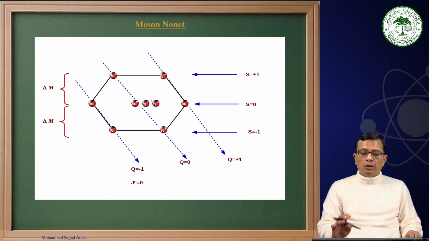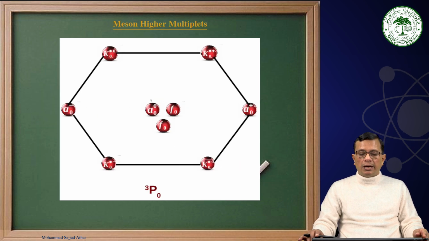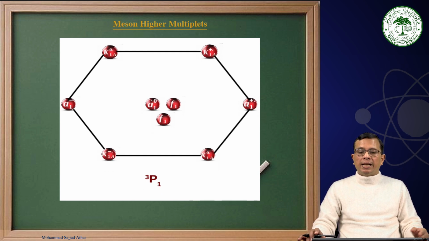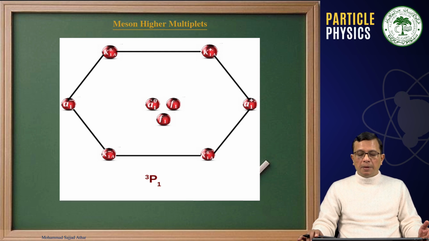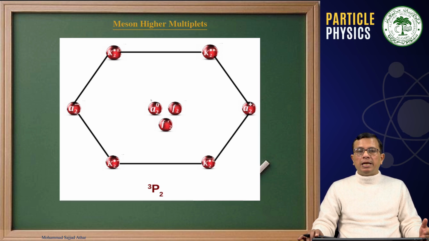This was the lowest lying meson resonance. Then, like in spectroscopy, we have the different higher lying multiplets. For example, here I am showing 9 mesons which had the state 3P0. Similarly, another 9 mesons in the state 3P1, another 9 mesons in the state 3P2, and all these mesons which I am listing here have been experimentally observed, and these particles have different masses.